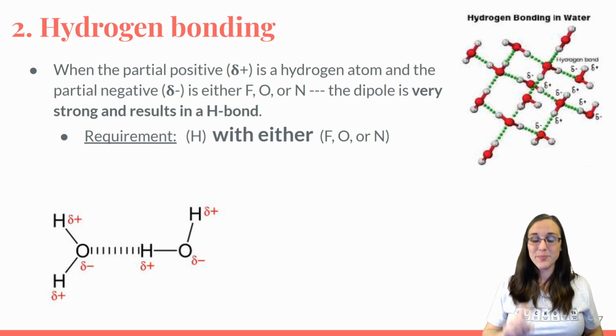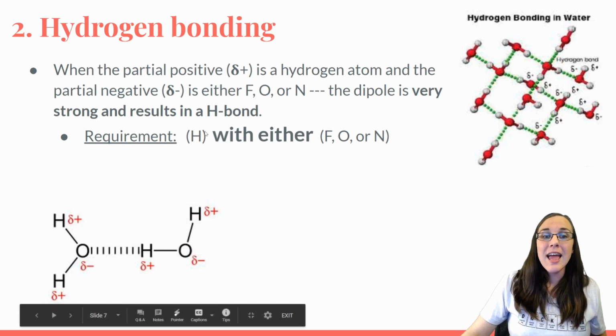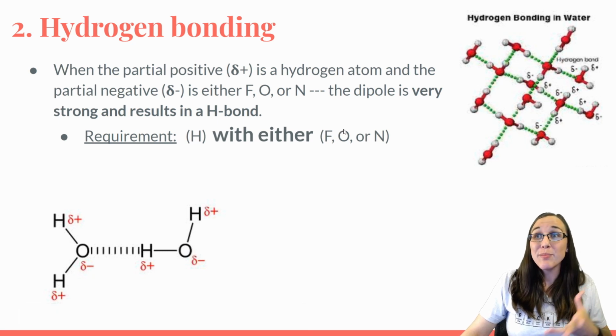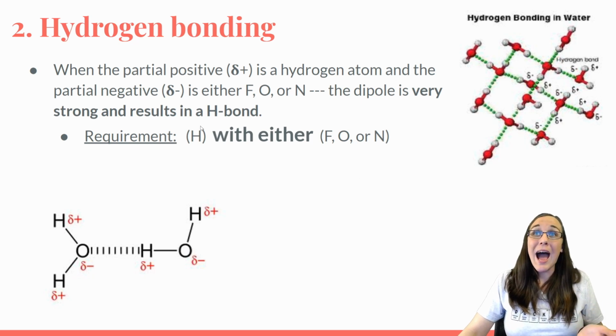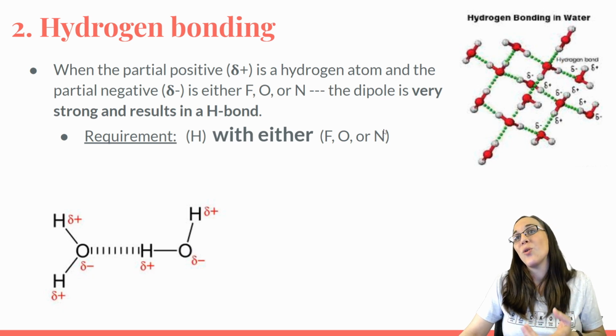A way to remember this is hydrogen bonding: H for how often. How often does hydrogen bonding happen? How often, it's always going to be between hydrogen and either fluorine, oxygen, or nitrogen.